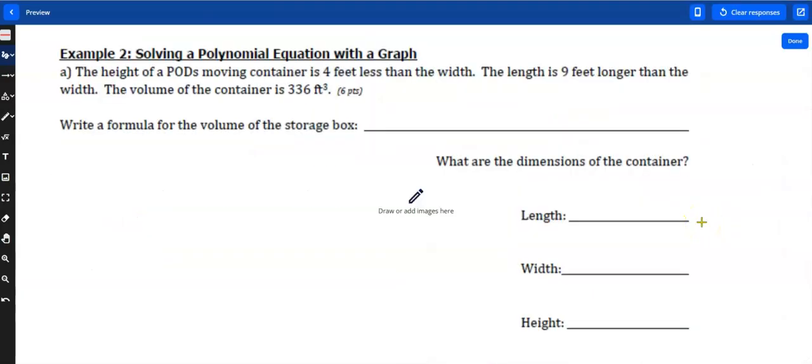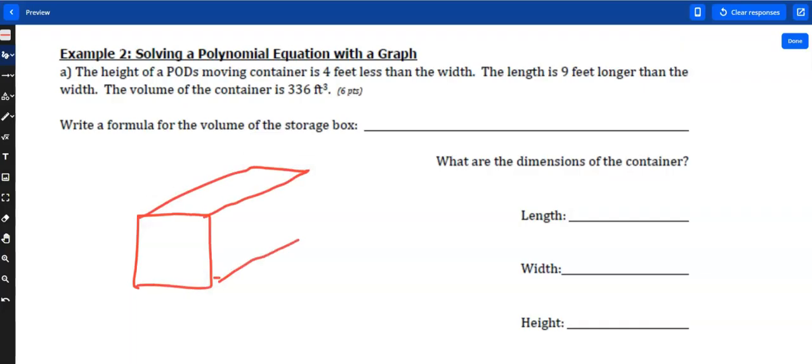The height of a pod's moving container is 4 feet less than the width. Okay, so we've got a pod. The height is 4 feet less than the width. Okay, so here's the width, so the height would be 4 less than that. W minus 4.